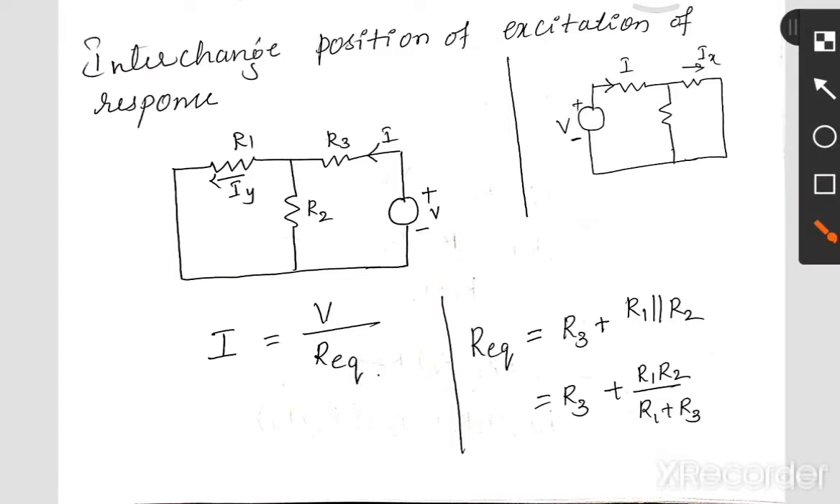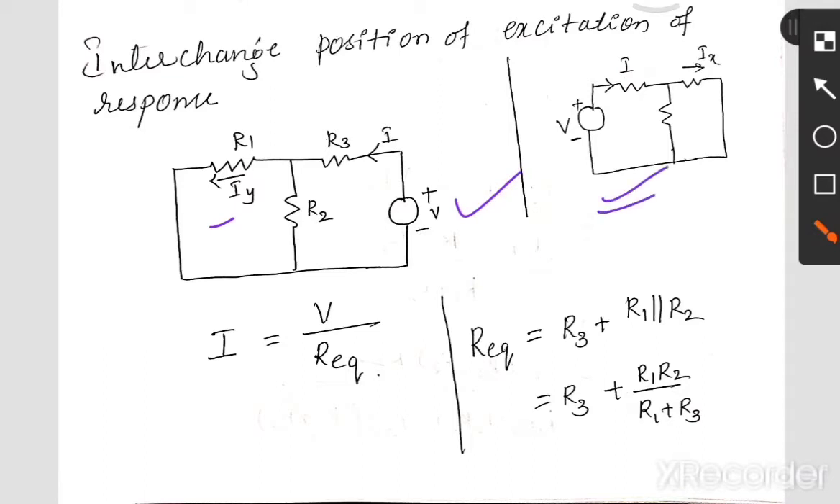When you interchange, you get the response here. Instead of Iy, you can take Ix also, or you can simply mention it as Iy, to differentiate that you have interchanged the places of both. So let's take it as Iy, and the source is here. This is our original network.